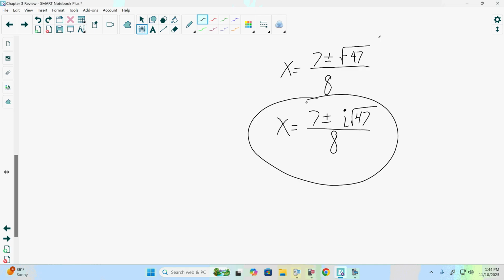Questions on quadratic formula? We feel good about the quadratic formula. Yes?